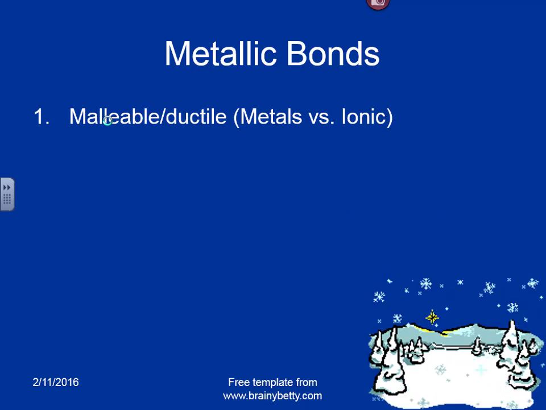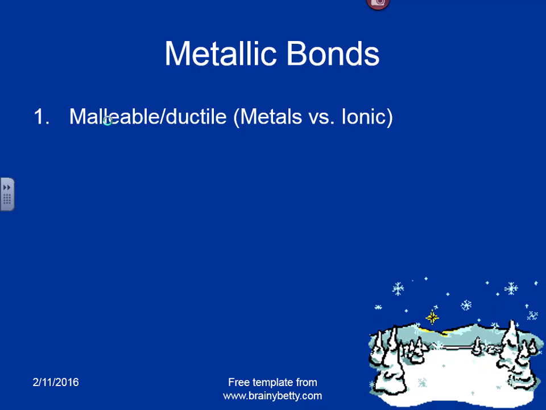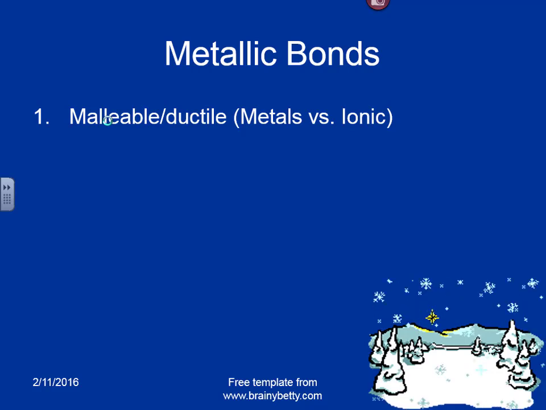This gives metals some of their distinctive properties that we already learned. We know that metals are malleable and ductile. Malleable means they can be flattened into a thin sheet, like aluminum foil. Ductile means they can be stretched into a thin wire, like copper wires in your house. They have those properties because of the way the bonds work.